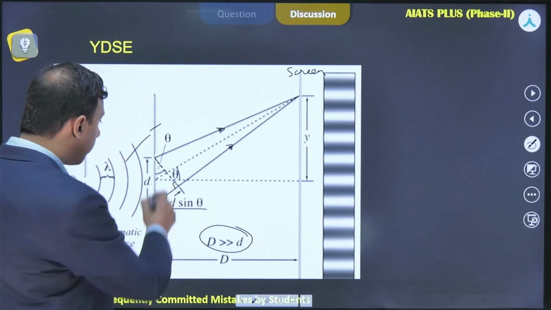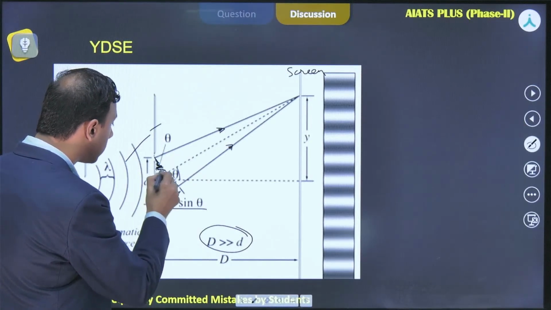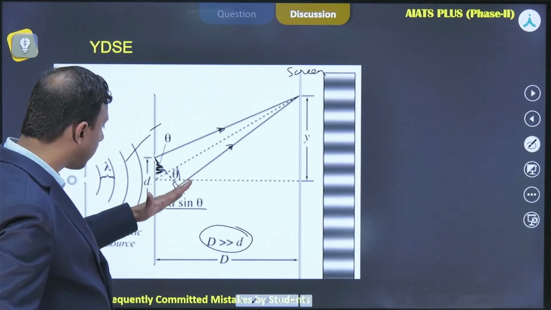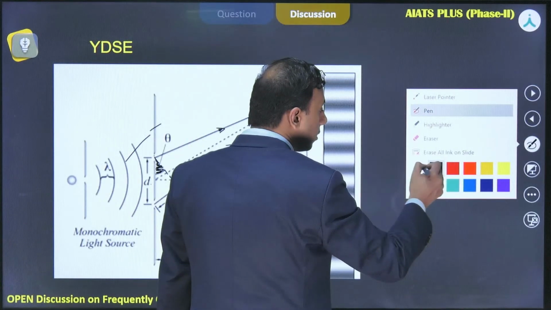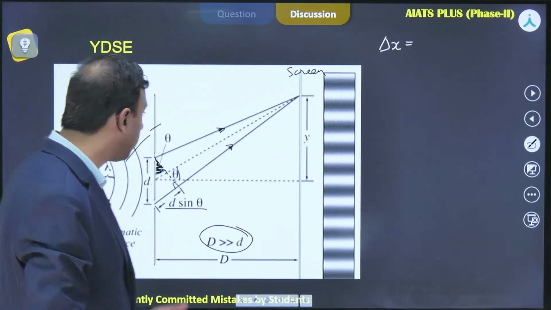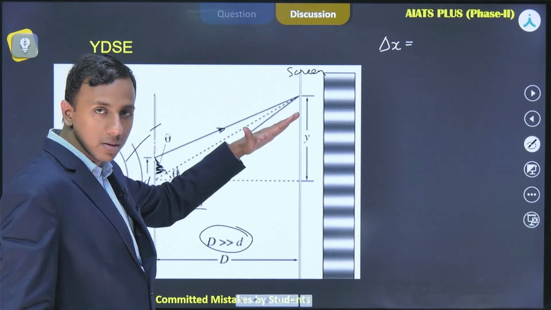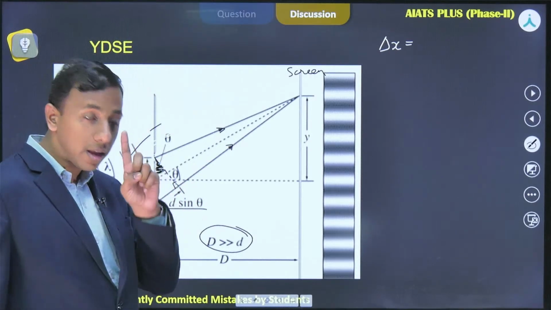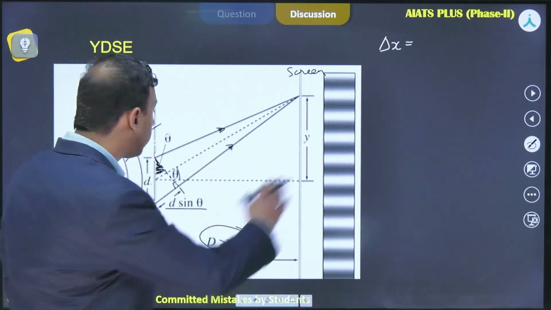Why d sin theta? Because this is a right angle triangle, and this angle is our theta. So d is the hypotenuse, and this is the perpendicular, d sin theta. So the path difference delta x is the difference between the path length of this ray and this ray. That's why I told you, you drop a perpendicular, and this becomes the path difference, especially because D is much larger, very far away.